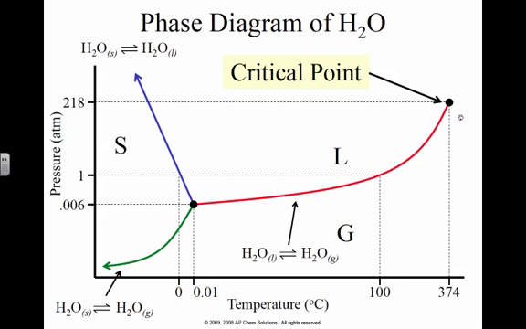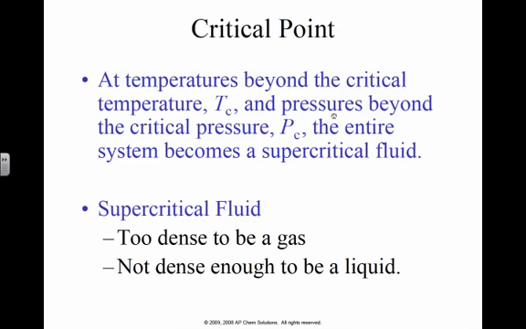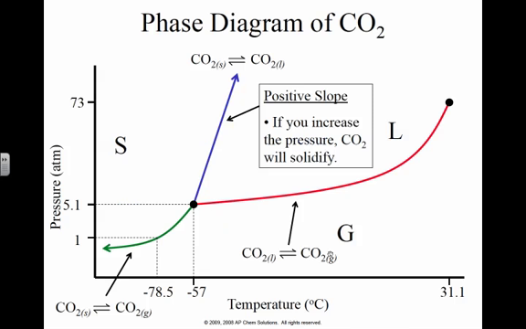This point right here is called the critical point. Beyond the critical point, you can't distinguish between a liquid or a gas. So the critical point is the temperature and pressure beyond which the entire system becomes a supercritical fluid. What's a supercritical fluid? It's too dense to become a gas, yet it's not dense enough to be a liquid. You can't distinguish between the two. You can't tell if it's a gas, can't tell if it's a liquid.